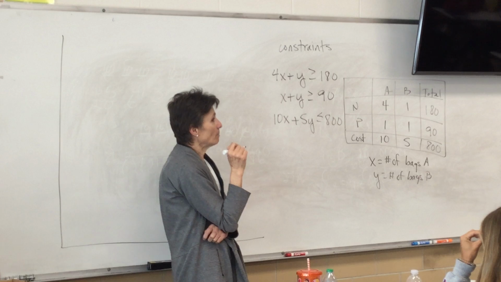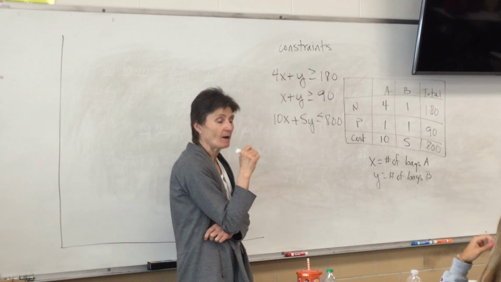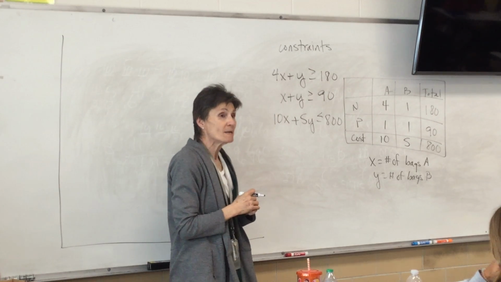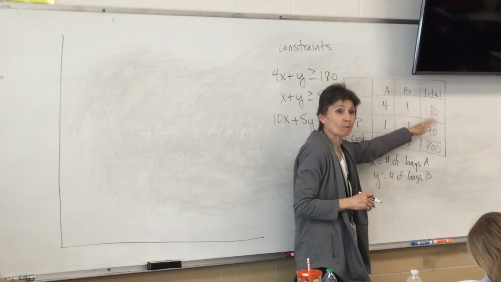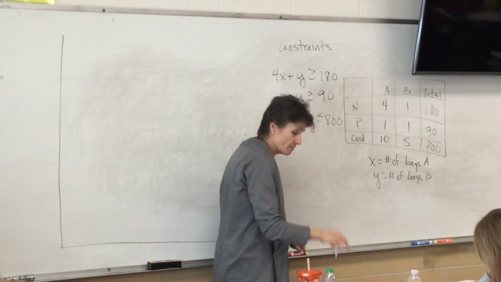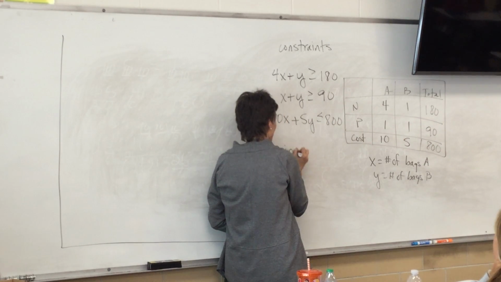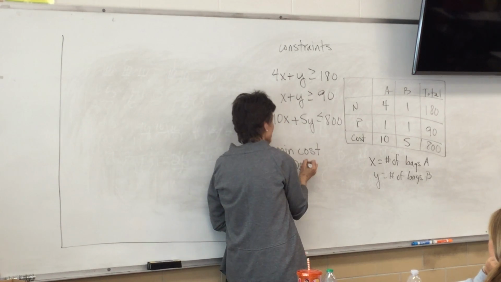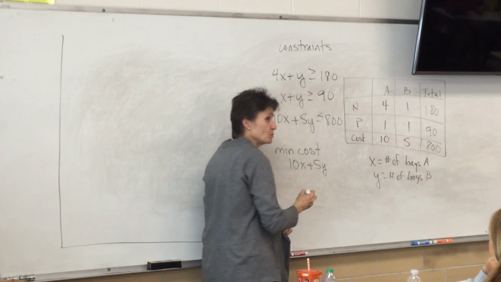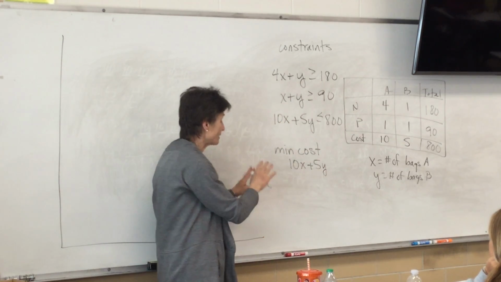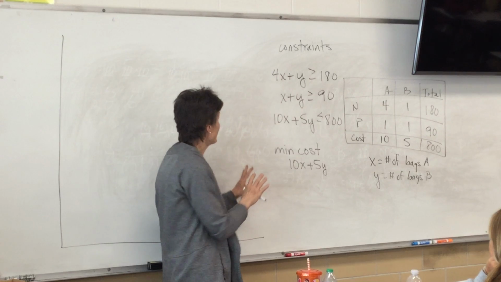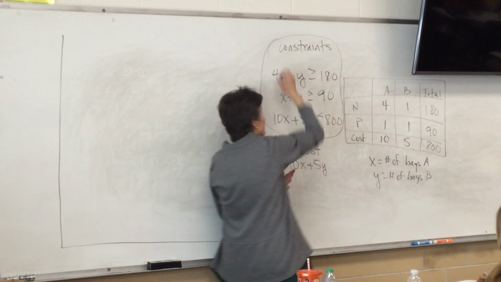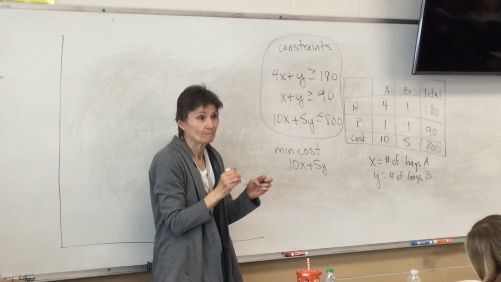Now, in this problem, my job is to find the combination of X and Y that's gonna minimize the cost and yet meet my requirements. So in this problem, I wanna minimize the cost. And the cost is found by doing 10x plus 5y. Would you agree with that? Now hang on to that, that's on its own separate line. That's not part of the constraints. These are the constraints. And the constraints are what you graph.